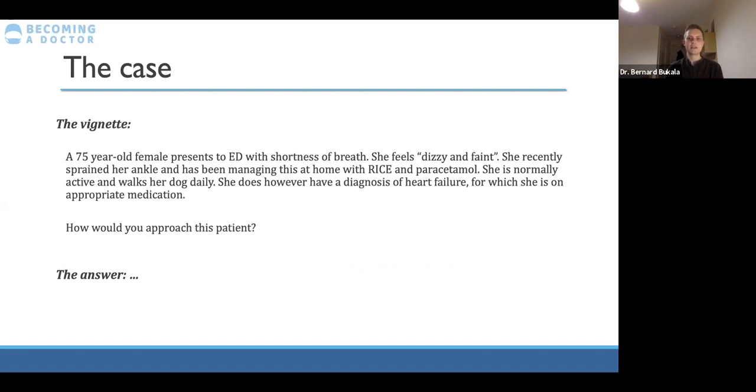She feels dizzy and faint. She recently sprained her ankle and has been managing this at home with RICE, so rest, ice, compression and elevation, and paracetamol. She's normally active and walks her dog daily. She does, however, have a diagnosis of heart failure, for which she's on appropriate medication. How would you approach this patient?